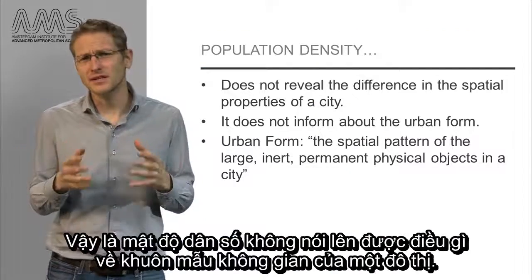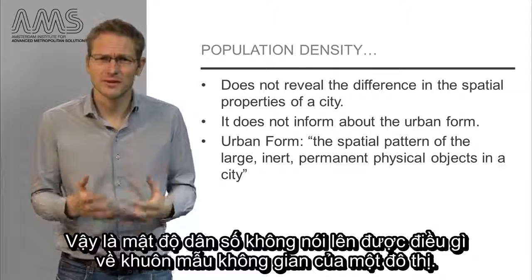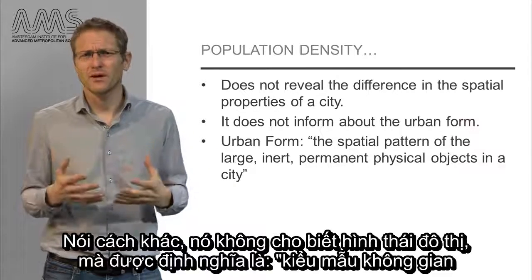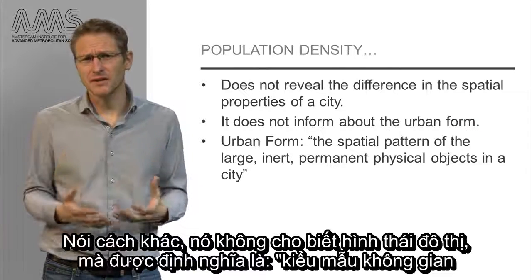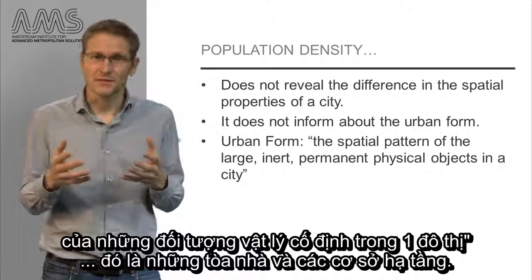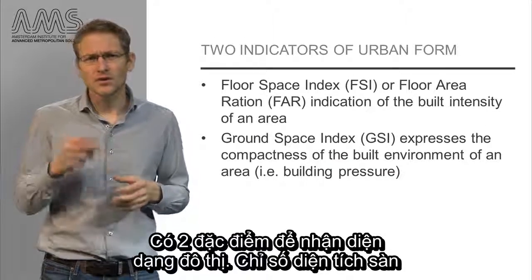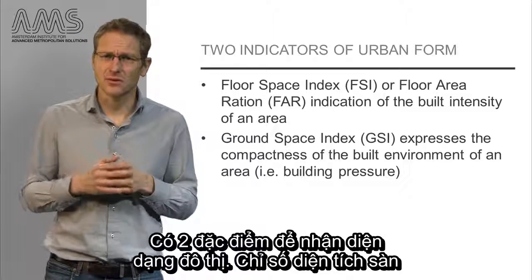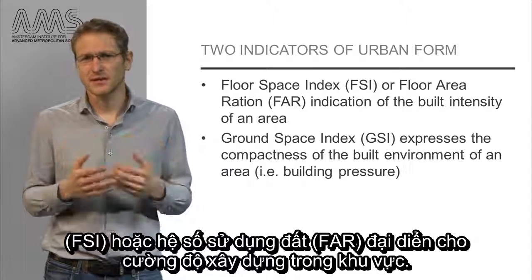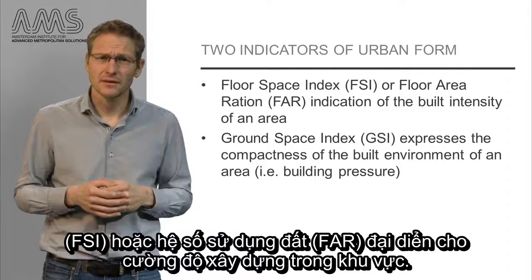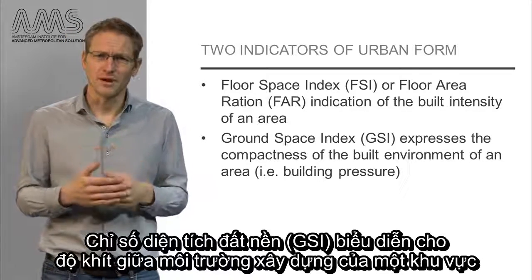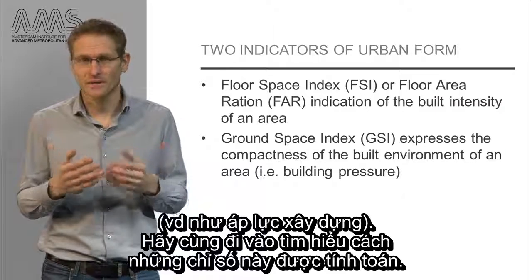So, population density does not reveal anything about the spatial patterns of a city. In other words, it does not inform about the urban form, which is defined as the spatial patterns of the permanent physical objects in a city, so the buildings and the infrastructure. There are two indicators that can be used to assess the urban form: the floor space index or the floor area ratio, that give an indication of the built intensity of an area, and the ground space index that expresses the compactness of the built environment of an area, the built pressure.